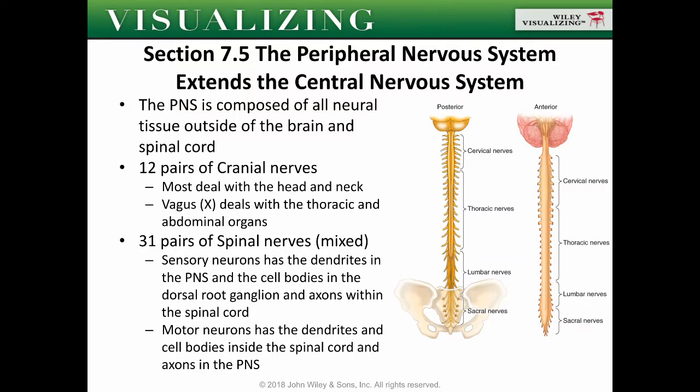And then we have 31 pairs of spinal nerves. These are sensory neurons that have dendrites in the PNS and the cell bodies in the dorsal root ganglion and axons within the spinal cord. Motor neurons have the dendrites and cell bodies inside the spinal cord and the axons in the PNS. That means your neurons can be very, very long. The cell body is inside the spinal cord, and the axon extends from the spinal cord, for example, to your legs. So it's very long.